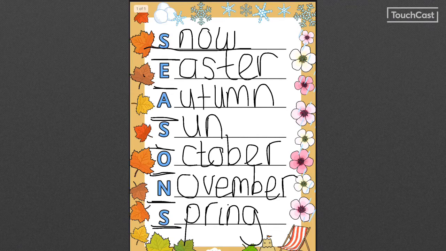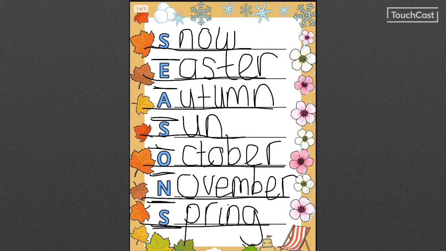So my poem says snow, Easter, autumn, sun, October, November, spring. Okay, so this is my poem about things that happen and that we can see or that we do in the different seasons of the year.